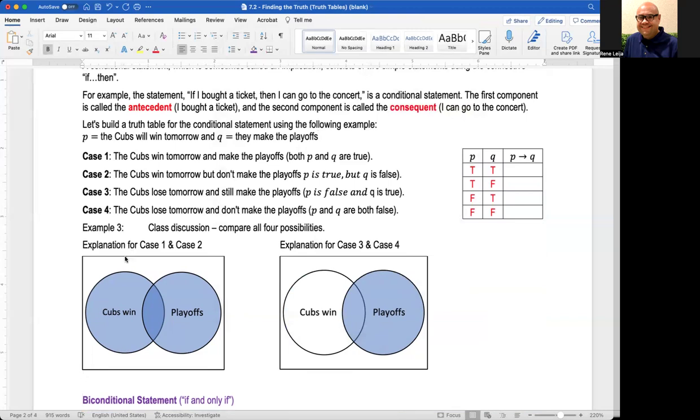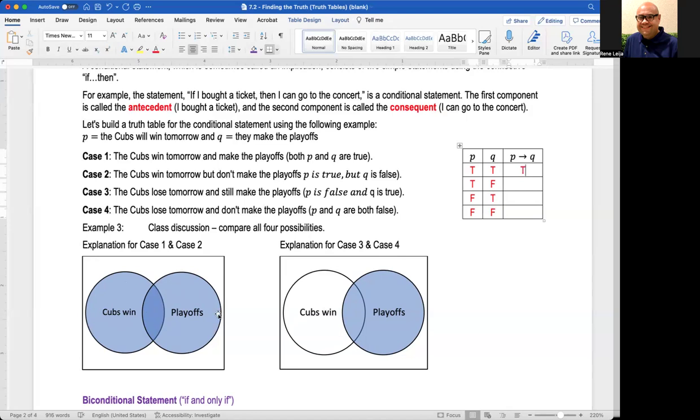All right. So for the 4 cases, the first one is that the Cubs win tomorrow and they make the playoffs. Well, that's a true statement. Look at the intersection. Here is the Cubs win, and here is the playoffs. So notice the intersection. So that's true. If they do win tomorrow, they made the playoffs. That is a true statement.